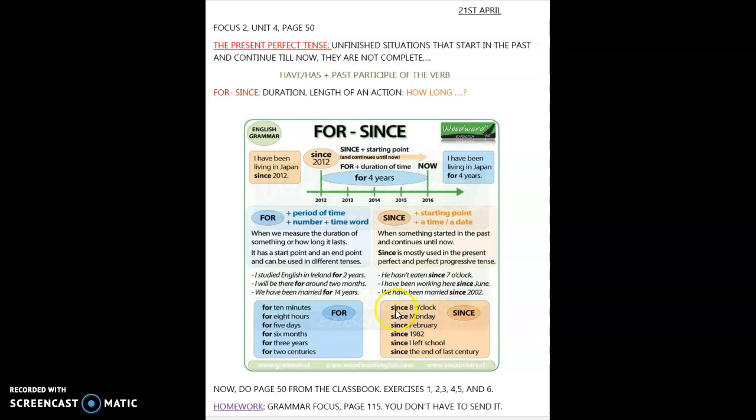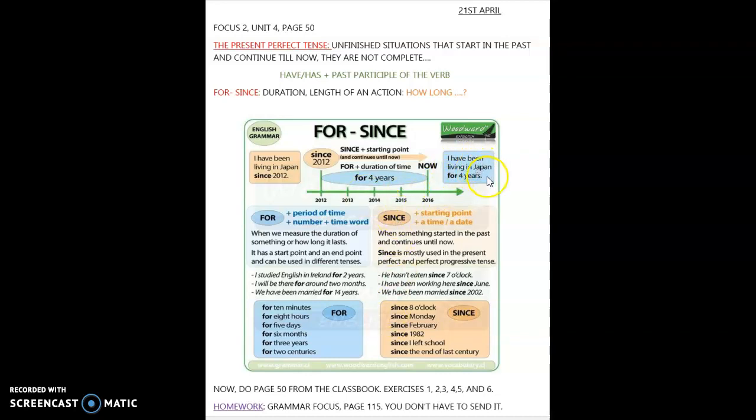So you're going to say, since 8 o'clock, since Monday, since February, since 1982, since I left school, since the end of last century. Starting points, puntos del tiempo. Con esos puntos del tiempo vamos a usar since, desde. When do we use for?